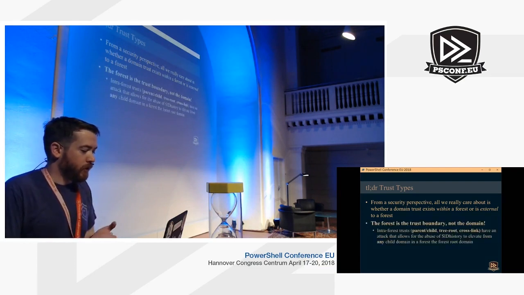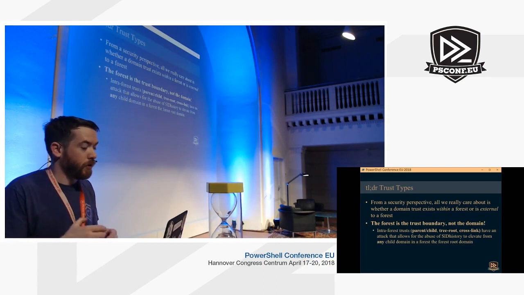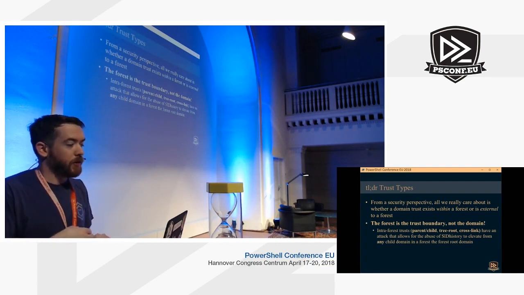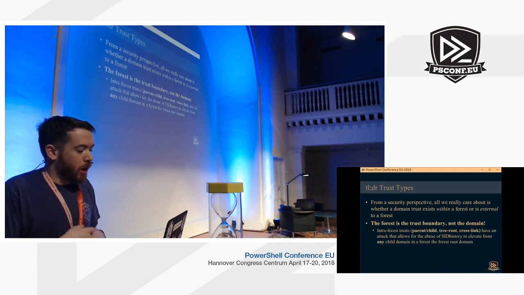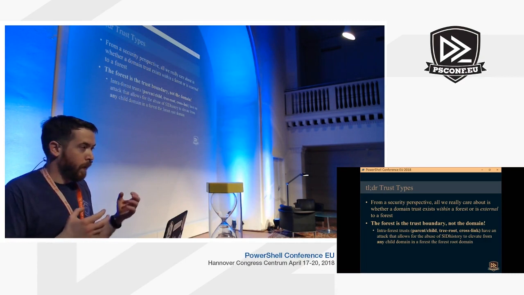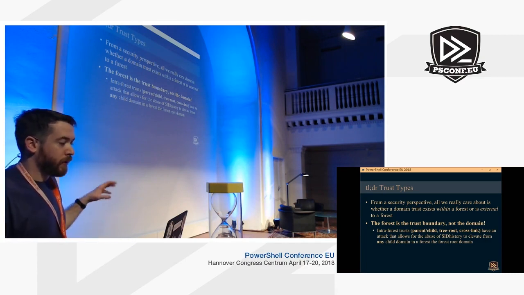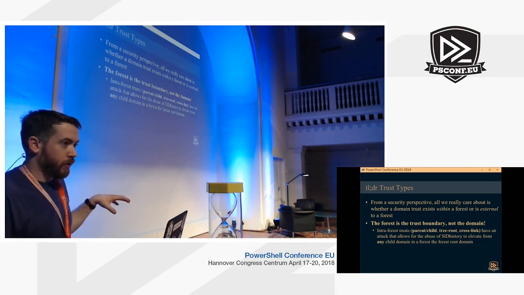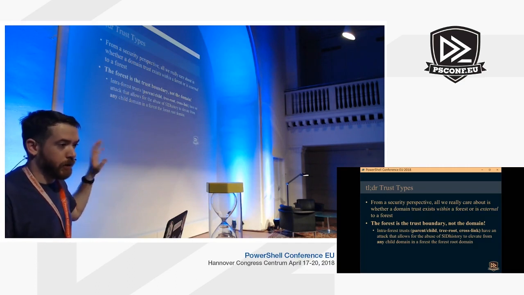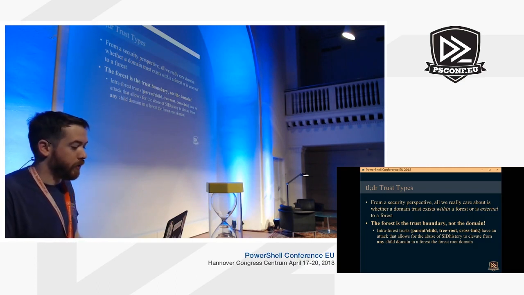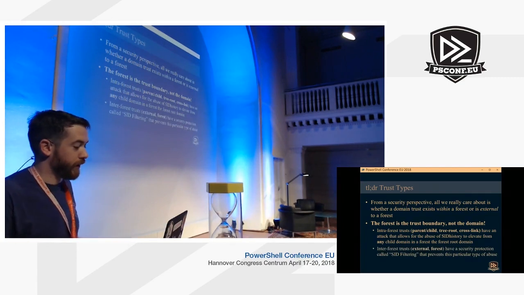So, inter-forest trusts. Within forest trusts, so parent-child, tree root, and crosslink, there is a specific attack that's been known for a long, long time, where you can abuse an Active Directory property called SID history to turn the administrative access of any child domain into enterprise admin access, essentially. And I'll go over that attack in detail and why that's possible. It's a really, really cool attack.